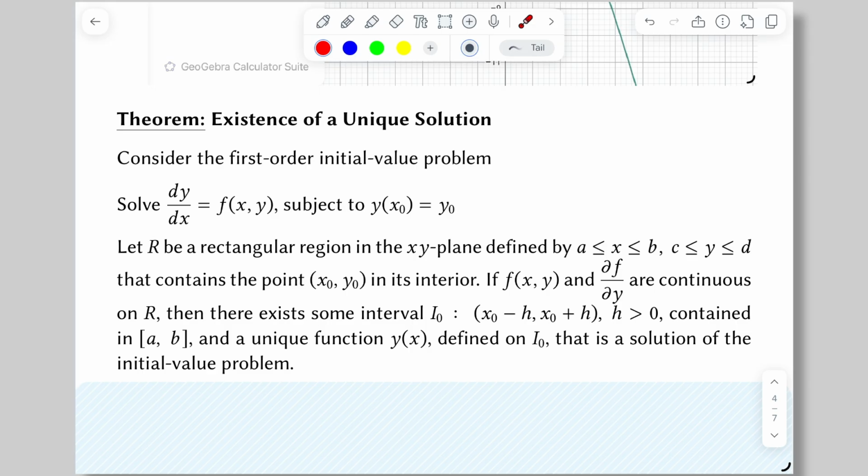Given a rectangular region in the xy plane that contains the initial condition point, if the expression on the right-hand side, f of x y, is continuous, and its derivative with respect to y is also continuous, then there exists an interval inside the region and a unique function that solves the initial value problem.